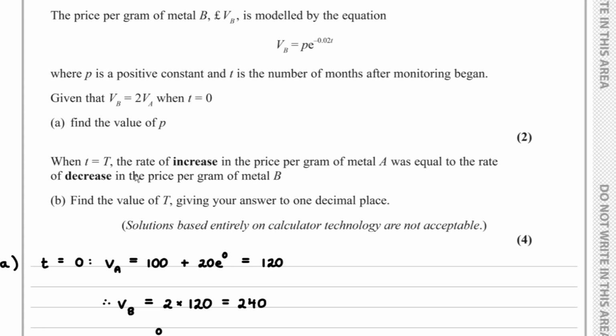When t equals t, the rate of increase in the price per gram of metal A was equal to the rate of decrease in the price per gram of metal B. Find the value of t, giving your answer to 1 decimal place.